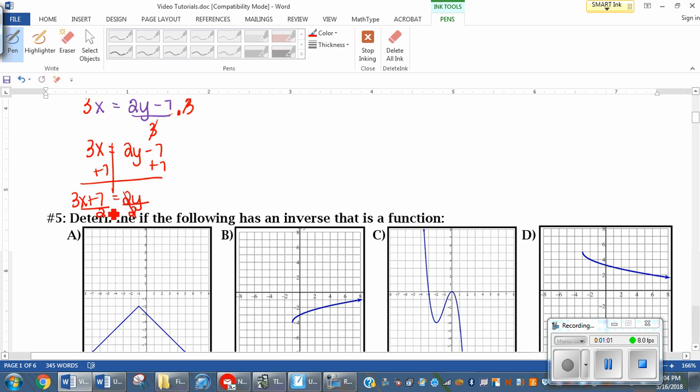Now, if you remember, this unit was very heavy with function notation, so in my final answer I'll have my 3x plus 7 over 2, but now we want to set it equal to the inverse. So for our inverse we say f inverse of x. And there you have it.